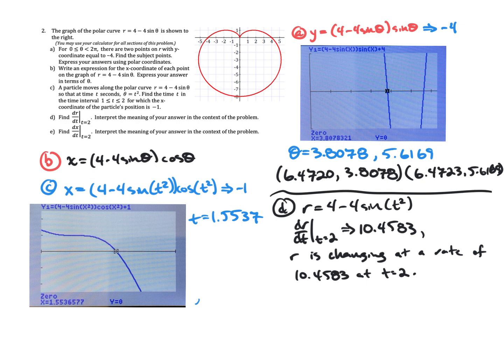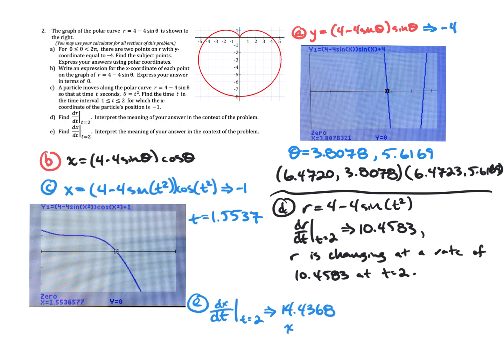All right, part E now. Find dx/dt at t equals 2. Interpret the meaning of your answer in the context of the problem. All right, we built x already. So here's x up here. And so now what are we going to find? The derivative. All right, so then what are we going to use? Math 8 again. All right, dx/dt at time equals 2 is what? 14.4368. All right, what does this mean?